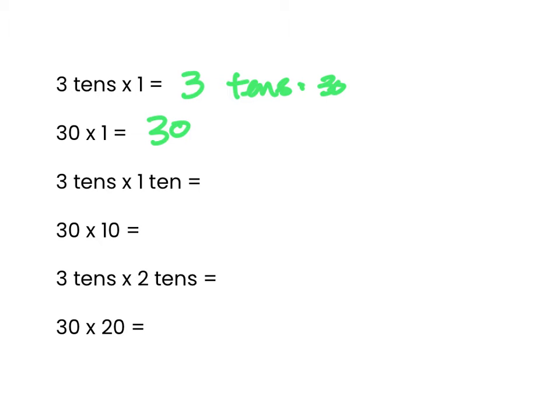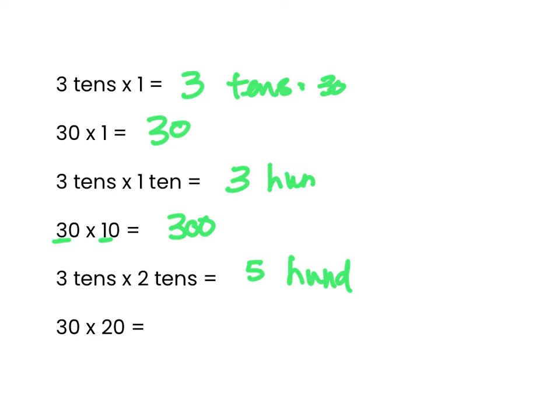3 tens times 1 ten gives you 3 hundreds. And that's the same thing as 30 times 10, which is also 300. Another thing to keep in mind as we're doing this is that as we have zeros following these numbers, we could just say 3 times 1, and then we see how many zeros we have, and we've got 2, so we're there. 3 tens times 2 tens would give us 5 hundreds.